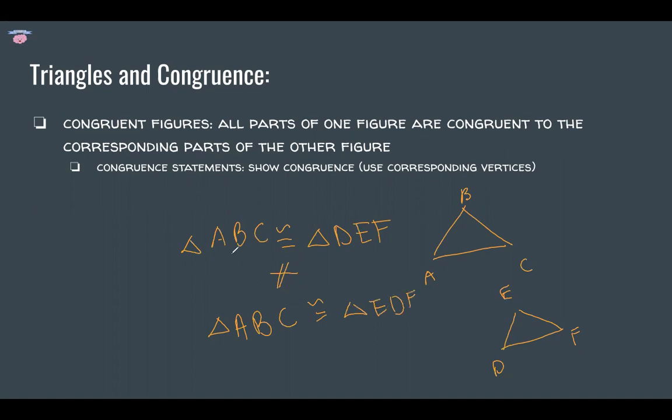Because now AB is congruent to DE. But in this case, AB is not congruent to ED. Scratch that. AB is congruent to ED, but AC is not congruent to EF. So in the previous one, AC was congruent to DF, which is what it shows here. But in this one, it says AC is congruent to EF. So this is congruent to that. Well, that's not actually true in this case. So it's important to write the corresponding vertices.